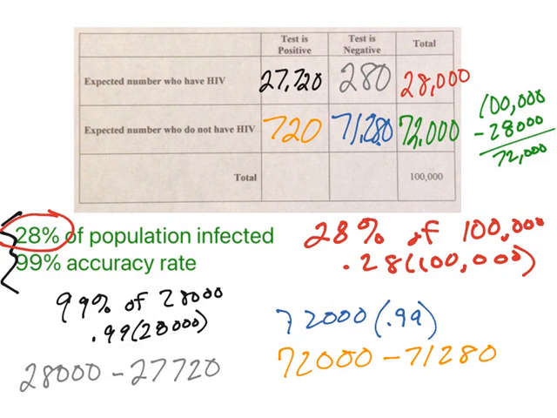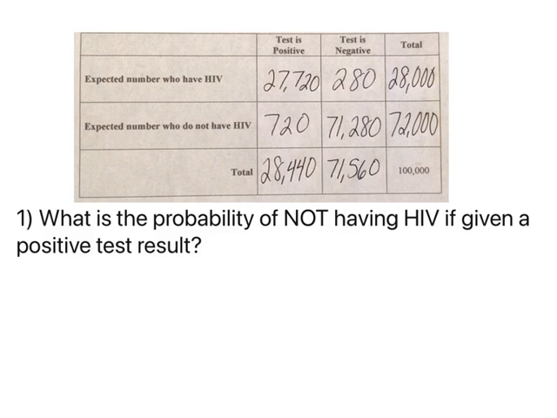Now I add my columns, I get 28,440 total positive testers and 71,560 total negative testers. And now I have completed my contingency table, and now I can use this to calculate probability.